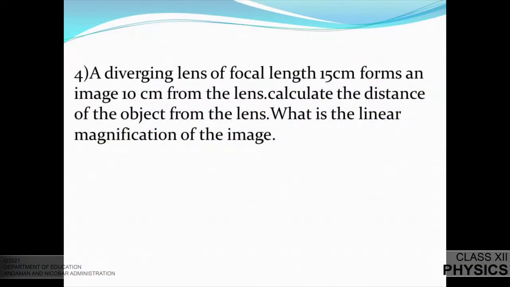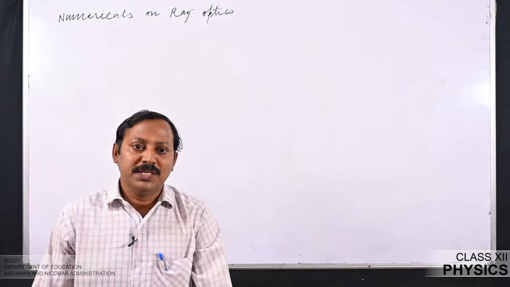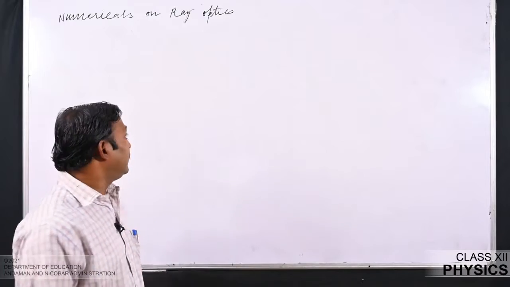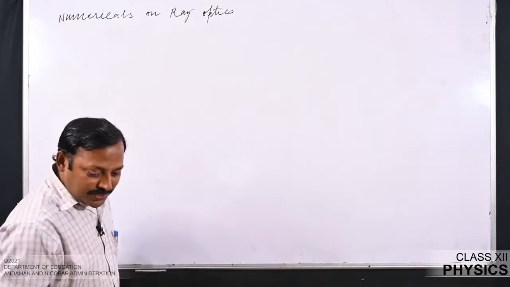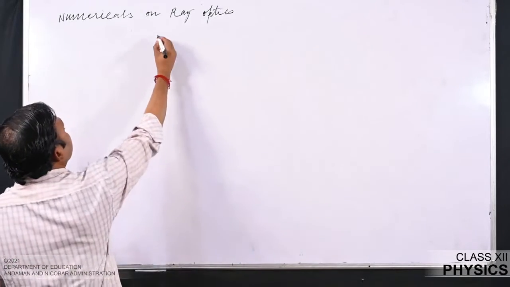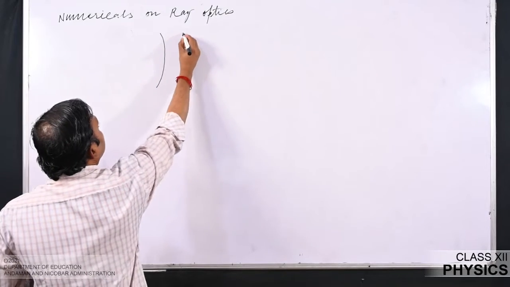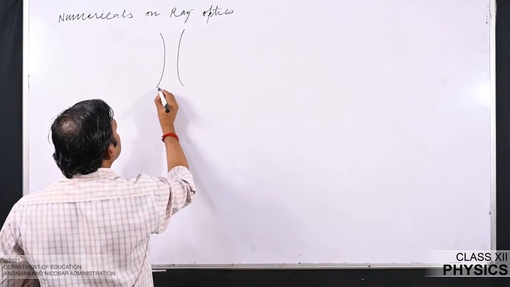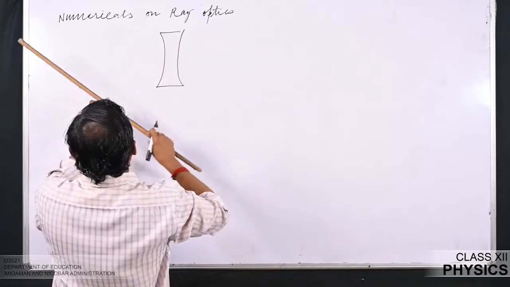A diverging lens of focal length 15 cm forms an image 10 cm from the lens. First, calculate the distance of the object from the lens. What is the linear magnification of the image? So here we have a diverging lens. Let us draw a diverging lens here. So this is the diverging lens. It has a principal axis.